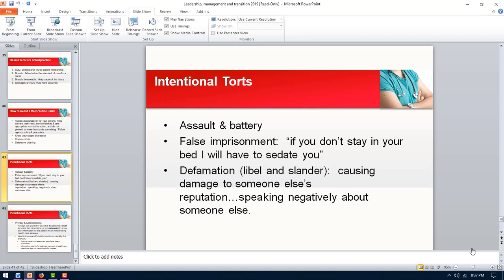Intentional torts, this is like assault and battery, false imprisonment. You know, if you don't stay in your bed, I'm going to sedate you, or I'm going to tie the call light to the ceiling so you can't reach it. And then defamation, which is libel and slander. So it would be where you would cause damage to someone's reputation, or you're going to talk negatively about them. Maybe you got into an argument with a doctor. Going out and spreading how stupid he is actually defamation. I can't say it. Defamation.